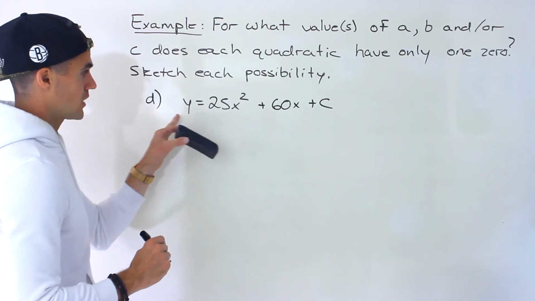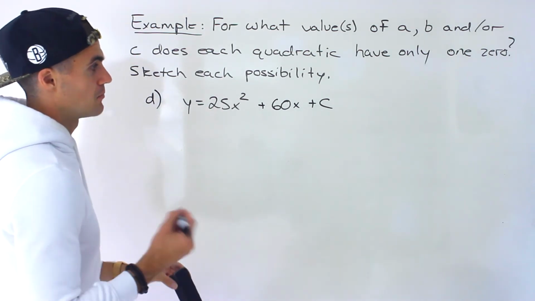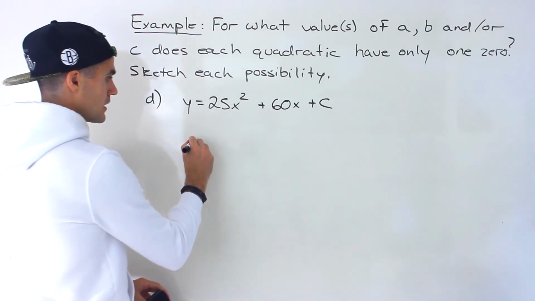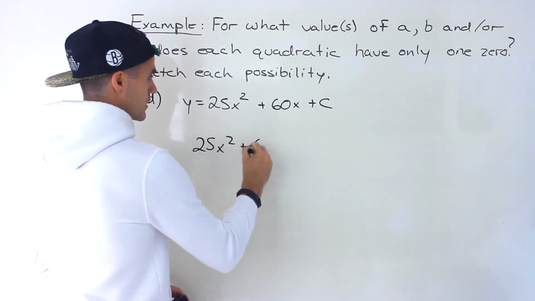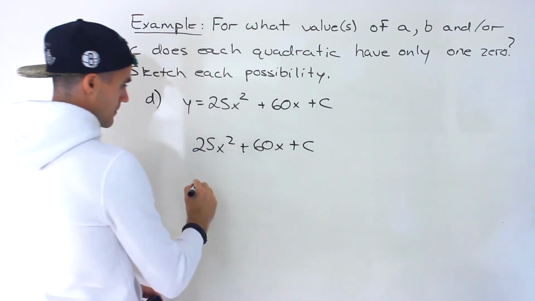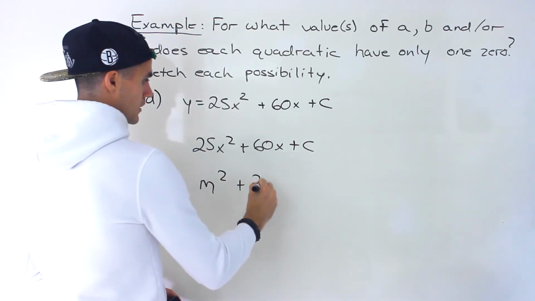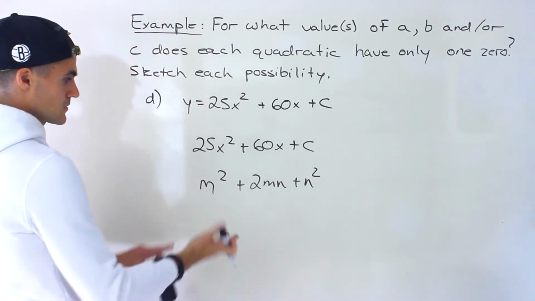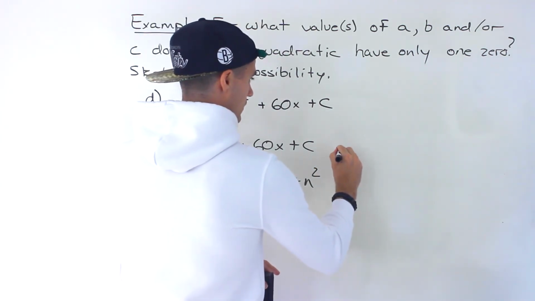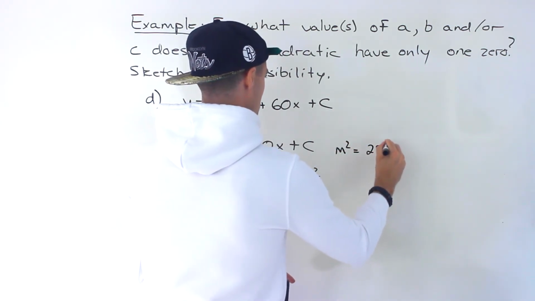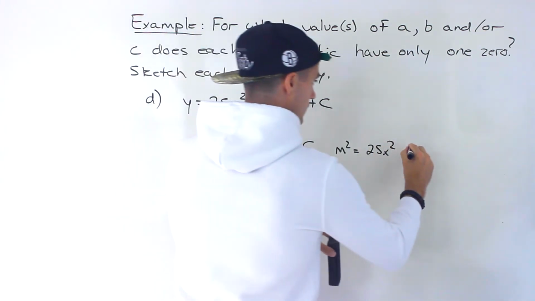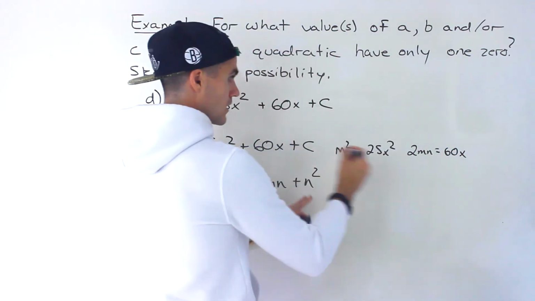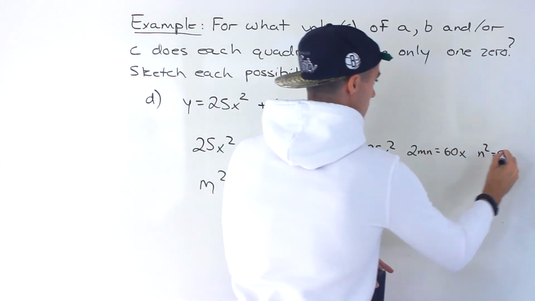And then finally, part D, we've got y equals 25x squared plus 60x plus this c value. So in this case, we have to solve for the c value. So again, let's take this quadratic and try to match it up with that perfect square trinomial format like this. So again, m squared has to equal 25x squared. This 2mn has to equal the 60x. And then the n squared is equal to the c value.